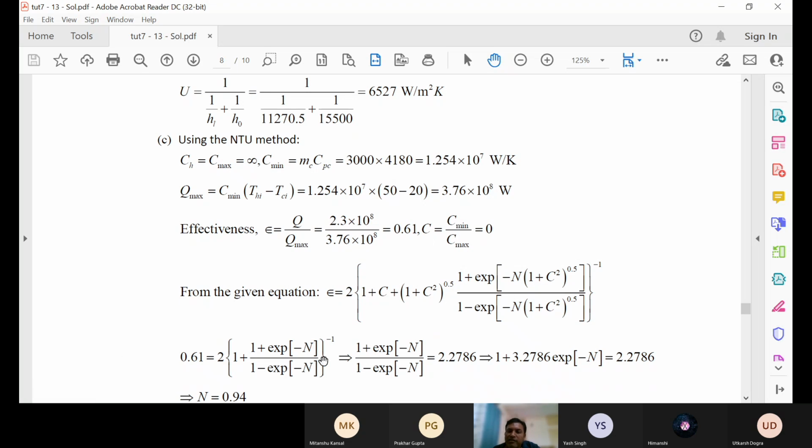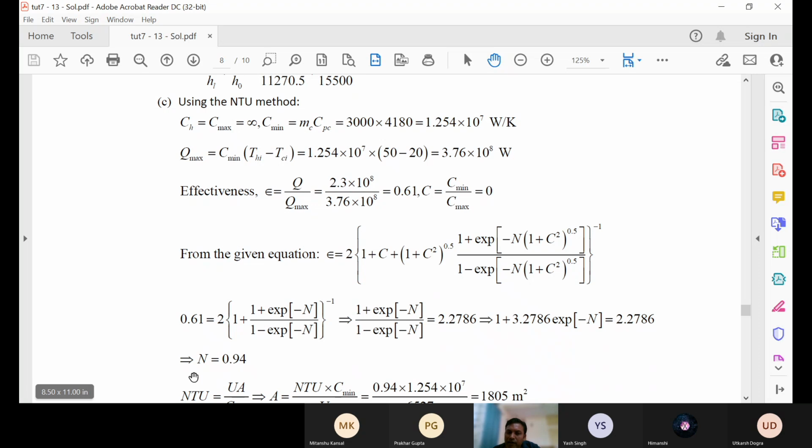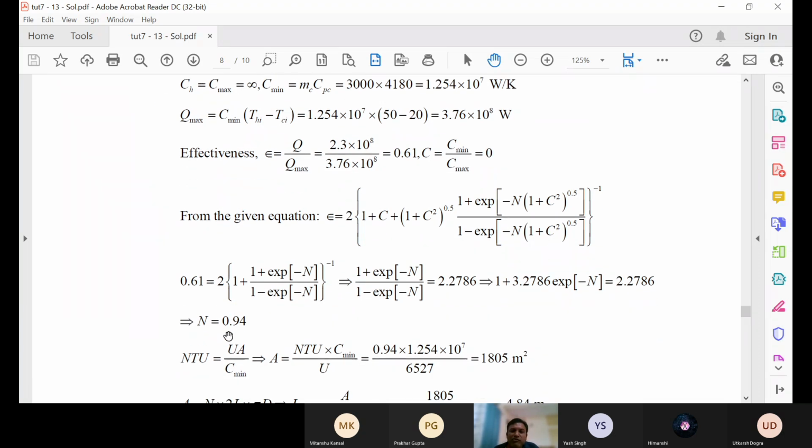And if we do the rearrangement and calculate the value of n, which is nothing but the effectiveness, it comes out to be 0.94. Okay. Once we get the effectiveness value of 0.94, effectiveness is defined as what? UA by C min. UA by C min is nothing but NTU or N, isn't it?